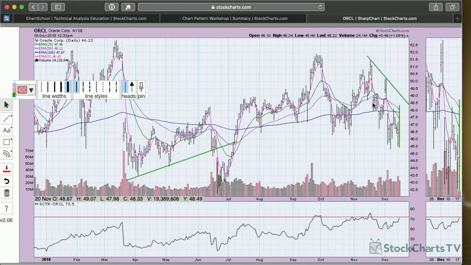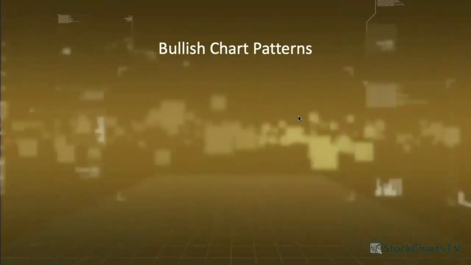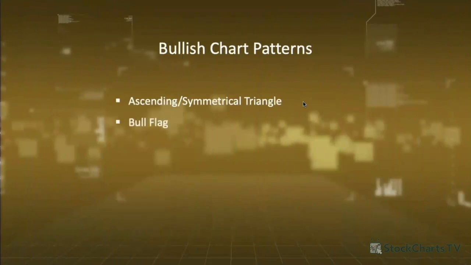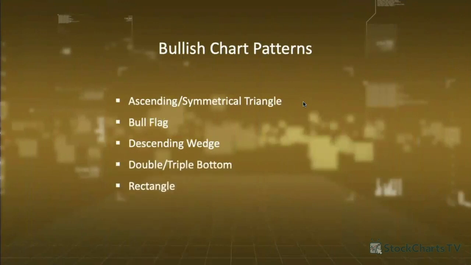All right, and we looked at trend channels and we looked at support and resistance. So now we're going to go and look at bullish chart patterns. We're going to move into the chart pattern arena. And again, I love these. I could spend 2 hours on chart patterns, probably more, because I just love them. We'll go over the ascending and symmetrical triangle. That is a bullish chart pattern. We'll be going over a bull flag, which is a bullish chart pattern, a descending wedge, and double and triple bottoms. The rectangle also can be considered that.